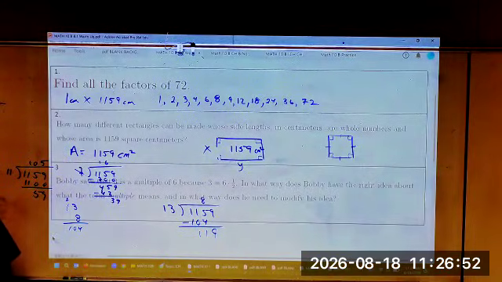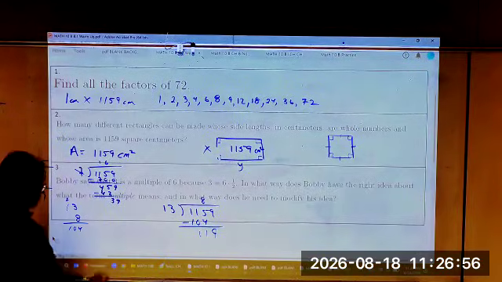14 is even. 15 is not going to work. I have 5 of them. 16 is not going to work. 17.